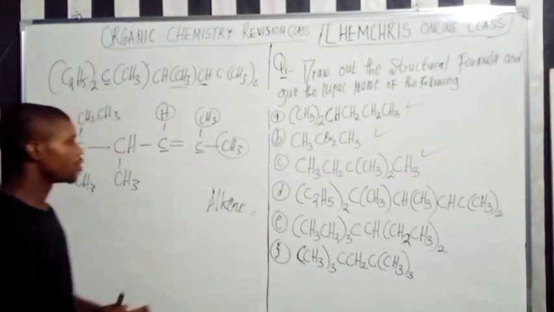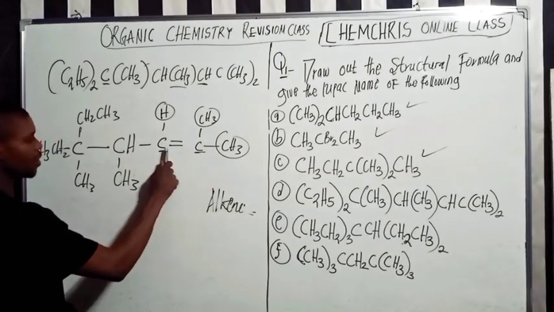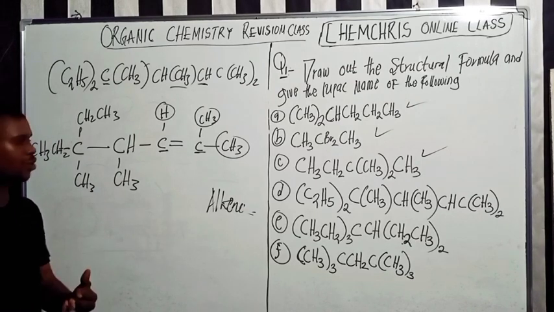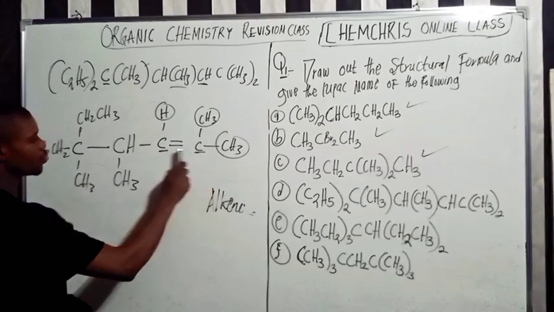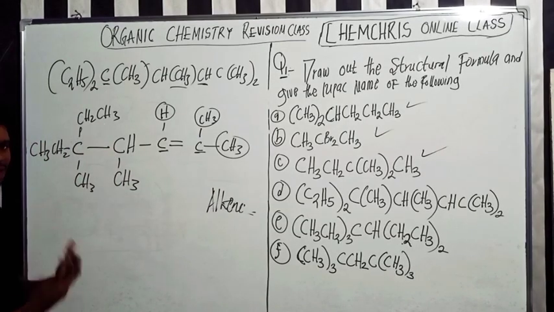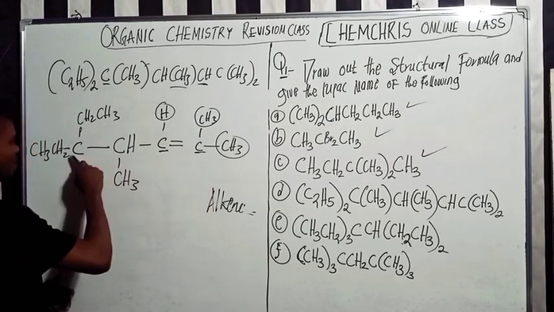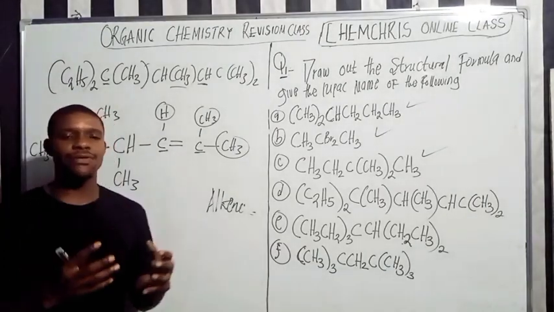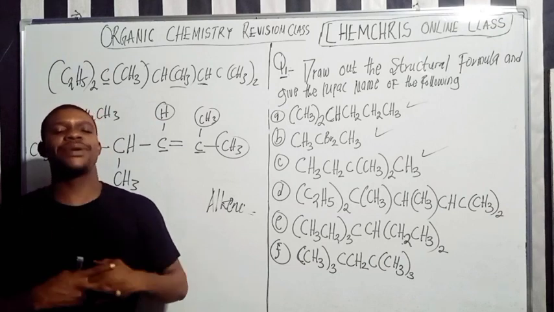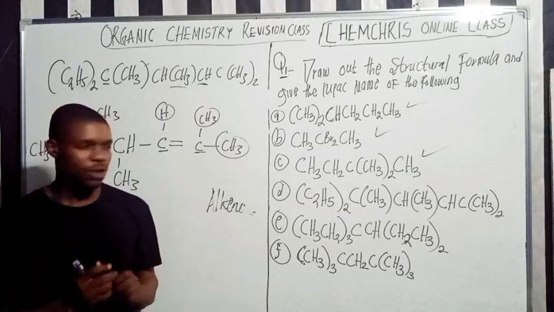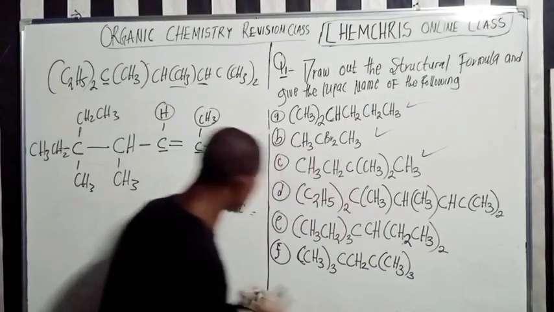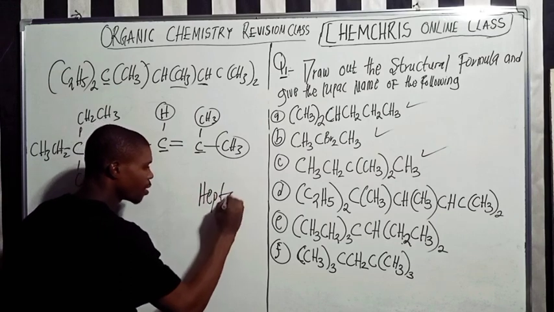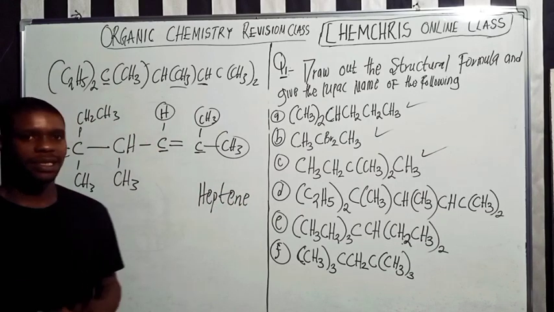The double bond. So here we have 1, 2, 3, 4, 5, 6, 7, right? 7 carbon atoms. If you also go like this, 1, 2, 3, 4, 5, 6, 7. Or 1, 2, 3, 4, 5, 6. Okay. So this compound contains 7 carbon atoms in the parent chain. Now, because it's an alkene, it's going to be what? Heptene. Heptene. Do you understand?